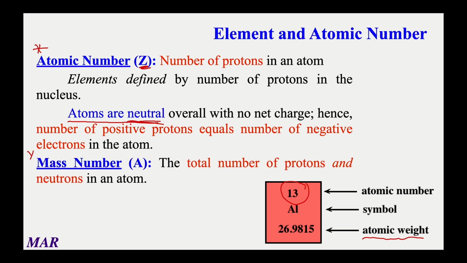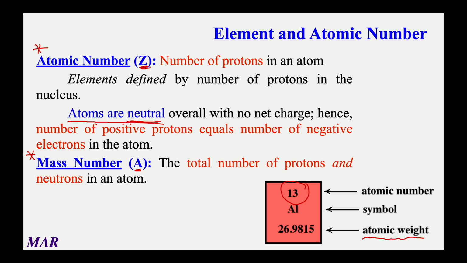Mass number is something else that's important to us. Mass number usually gets the symbol A. Mass number represents the total number of protons and neutrons in an atom. From this slide, first of all, atomic number, which is given the symbol Z, represents the number of protons. And on the periodic table, all the elements have the atomic number listed.